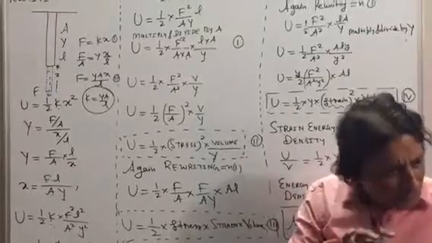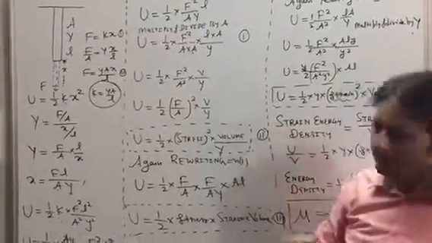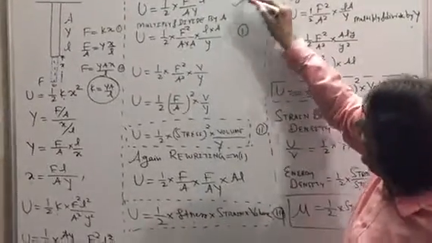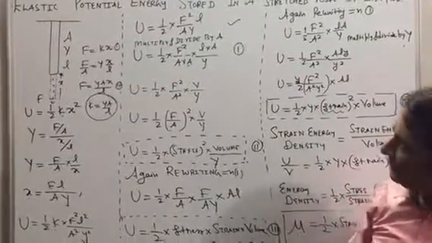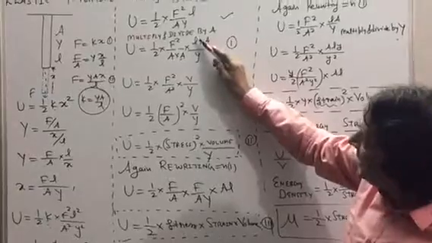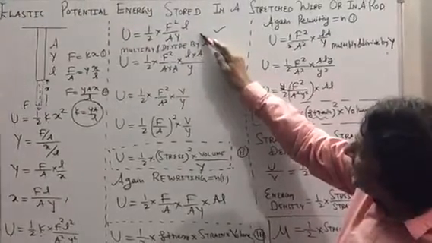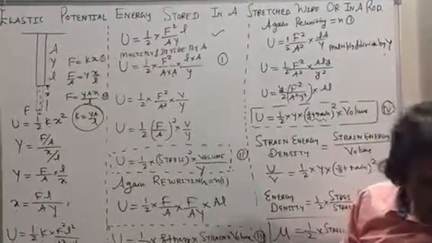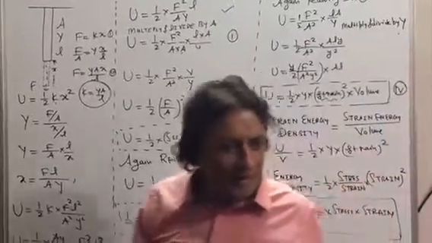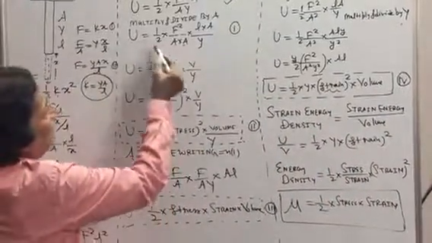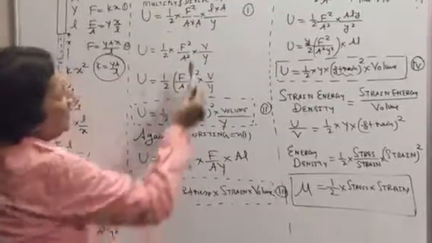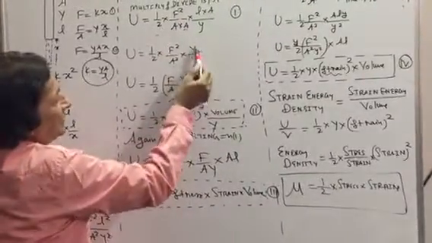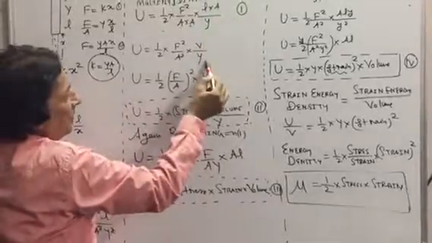Again I say pause, write, then move. Now are you clear up to this point? You are clear up to this point. Now multiply and divide by A to this equation. Multiply and divide by A. You will get half F square L into A upon A square Y. F square upon A square into AL, which is the volume, upon Y.